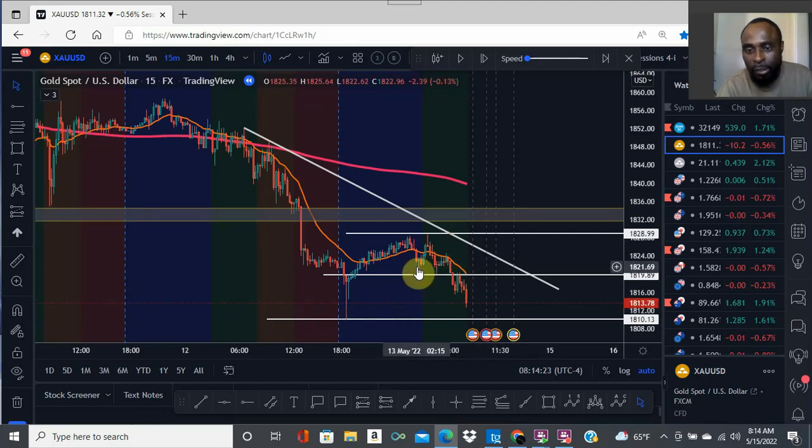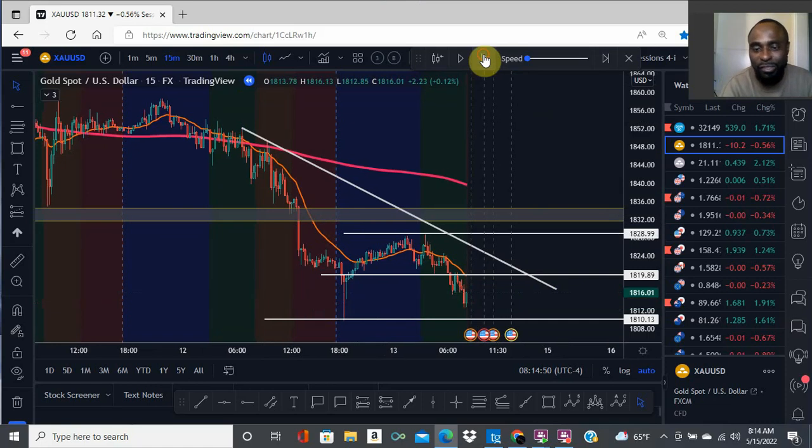I mean, it could push all the way up here. I drew up a zone for that. So it came back up to the zone, and that's what I did. I took another sell, and oh my goodness, it was a beautiful trade. I must admit, it was a beautiful trade.